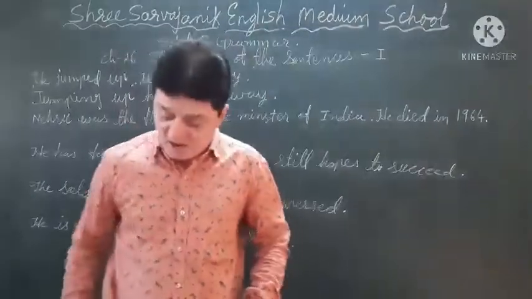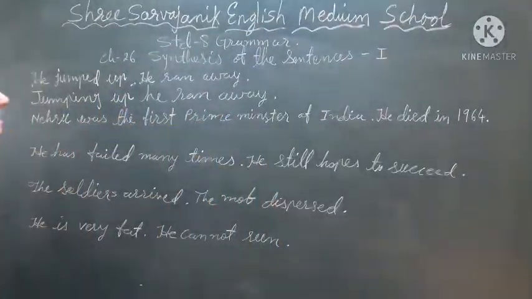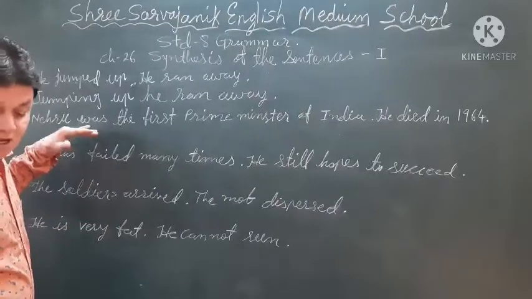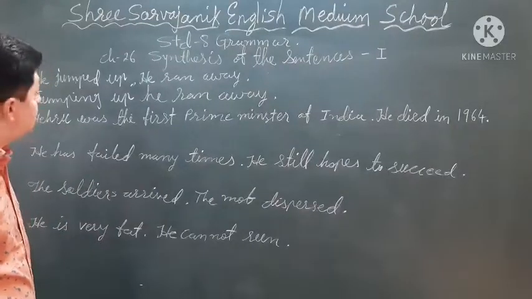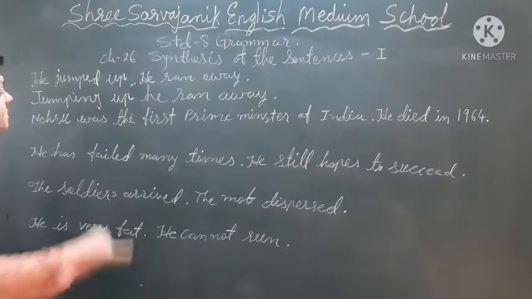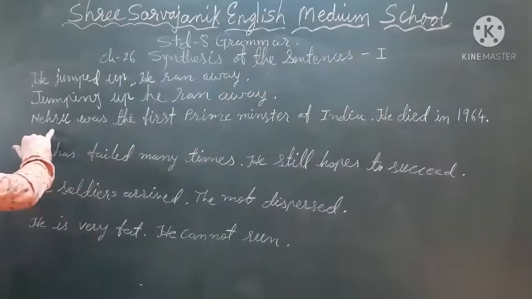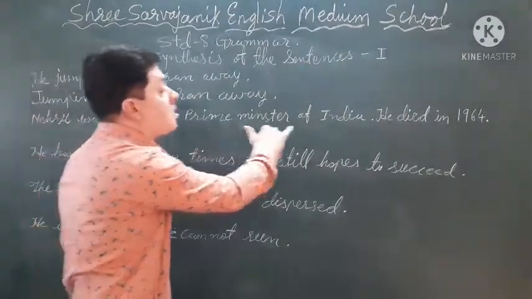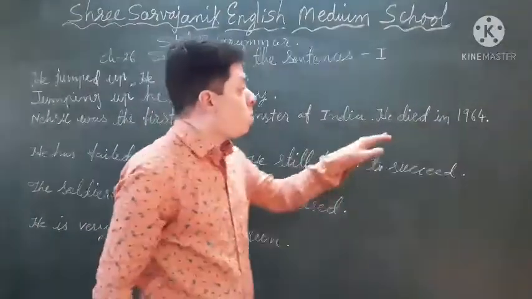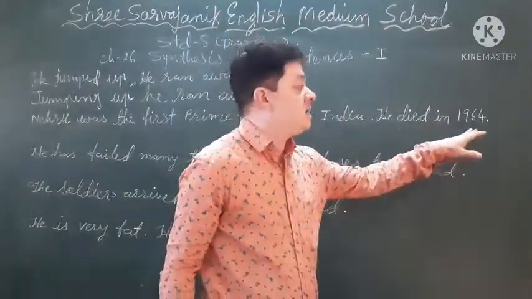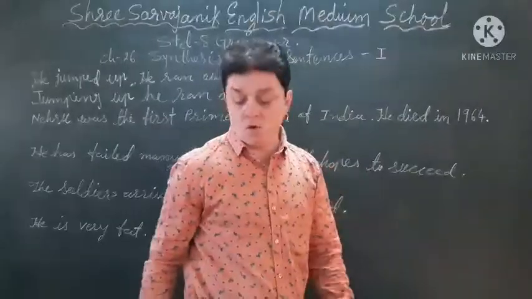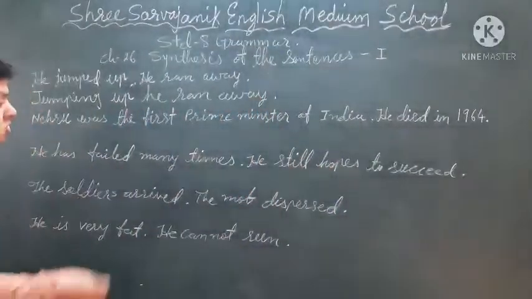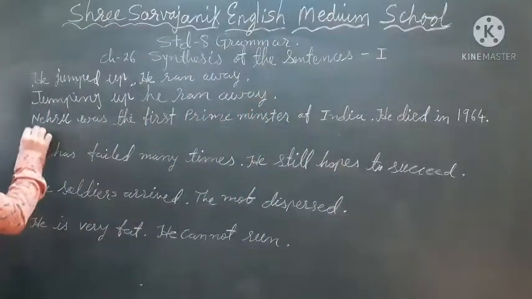Now second is about using the phrase or noun. Okay, so how? Apposition of a phrase or a noun. So here is one sentence. Nehru was the first Prime Minister of India. He died in 1964. Okay, dear students, so you can write in this way.